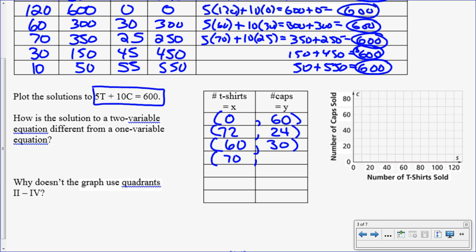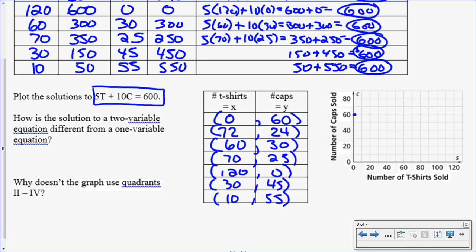So I got 70 and 25. I got 120 and 0. I got 30 and 45. And 10 and 55. So those are all the points that we came up with on our chart above. We put them in our little table down here. And then if I go ahead and plot these, we'll add 0, 60. Okay, it's a little off, but it's pretty close.